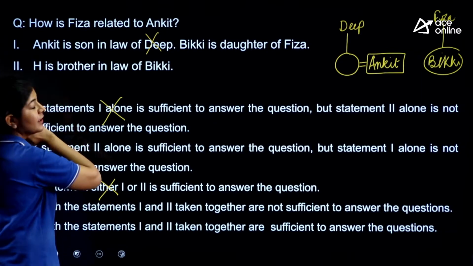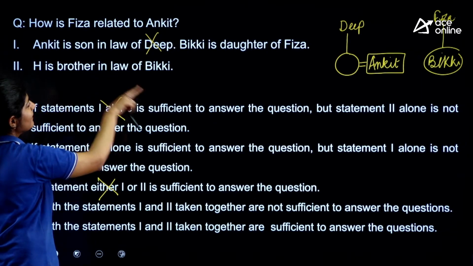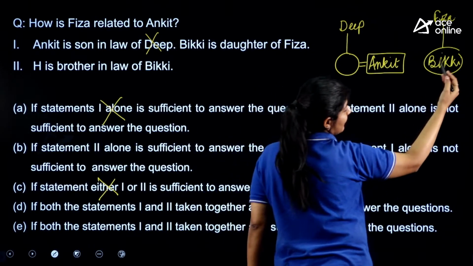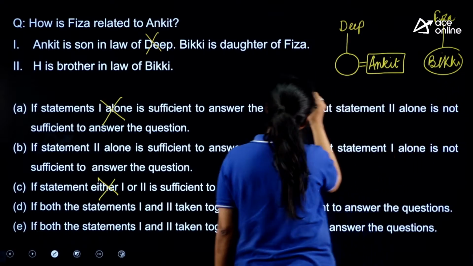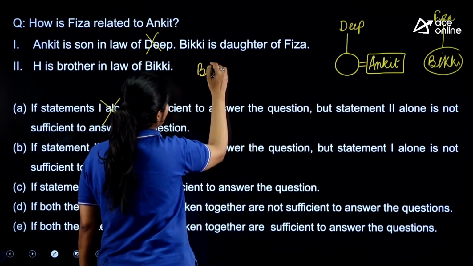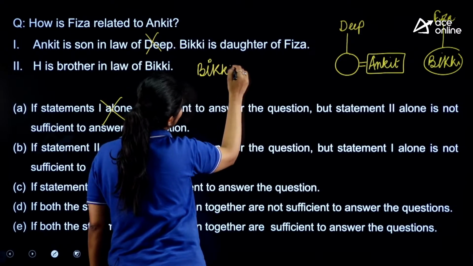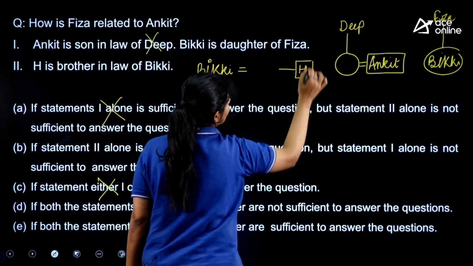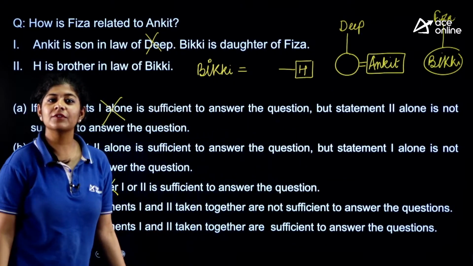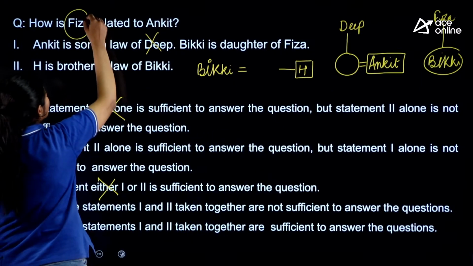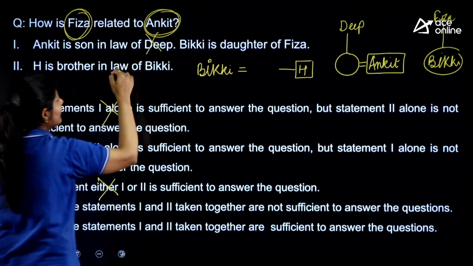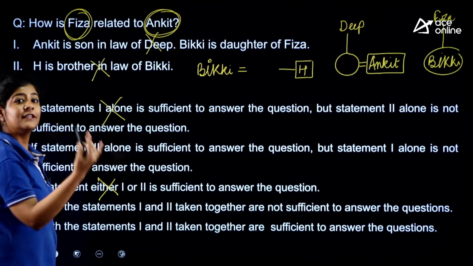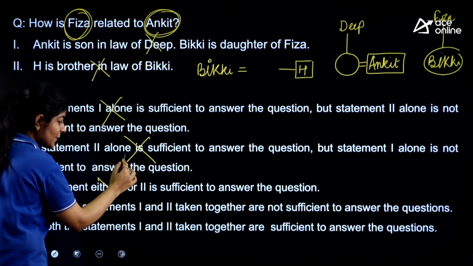Now, statement number 2. H is a brother-in-law of Bicky, okay? If it's a brother-in-law, that means Bicky is married to someone, and that person has a brother H, right? But we have to determine the relationship between Fiza and Ankit. So with the help of this, can we define it? No. If so, then we can eliminate this as well.